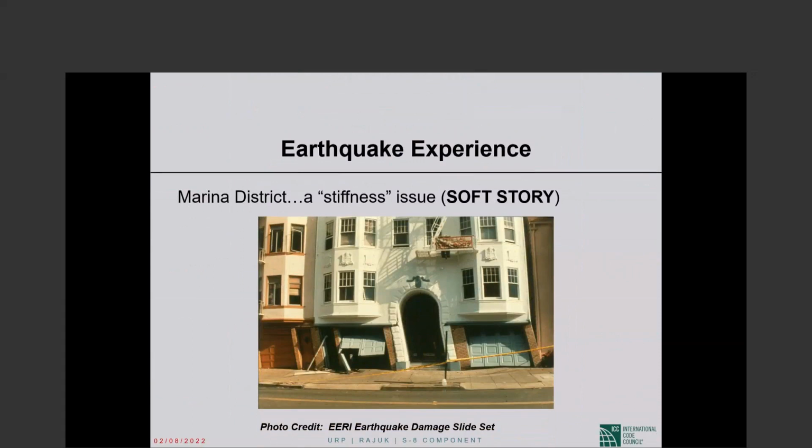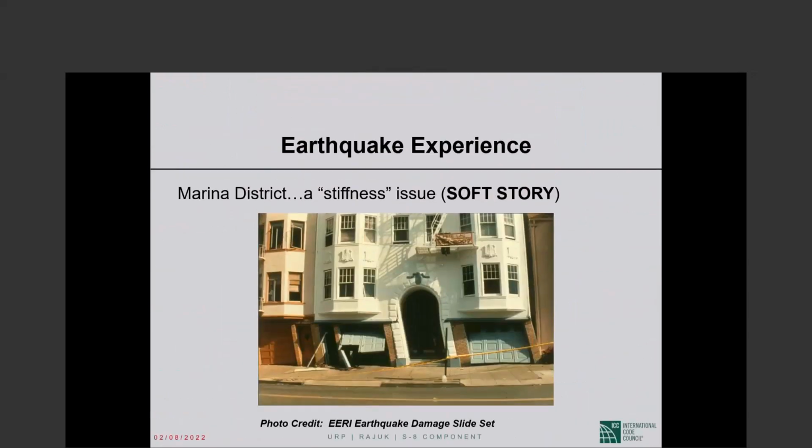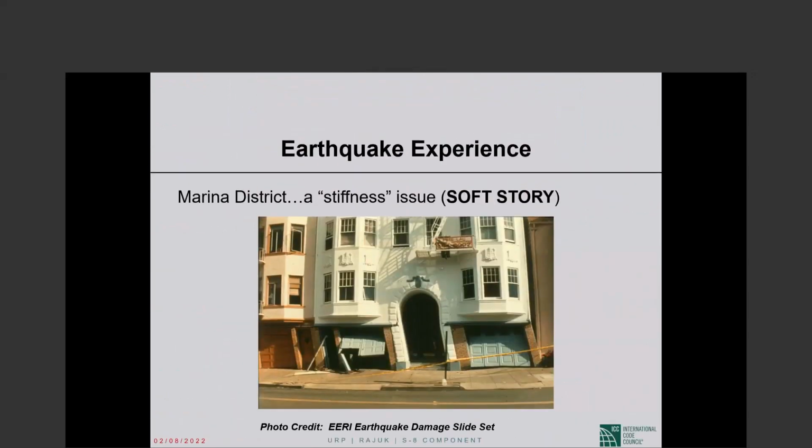You see a closer up view of one of the buildings. You see what has happened, and you see the garage door. And anyway, so I think the titles say Marina District, a stiffness issue, soft story.